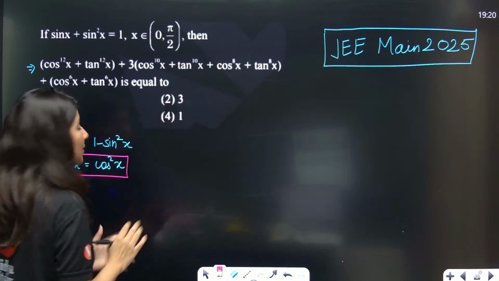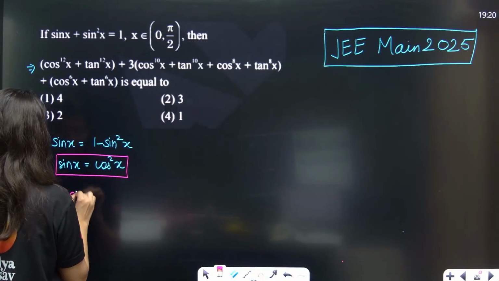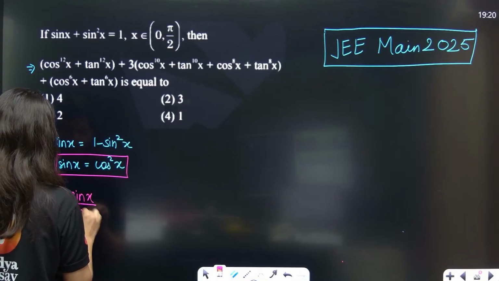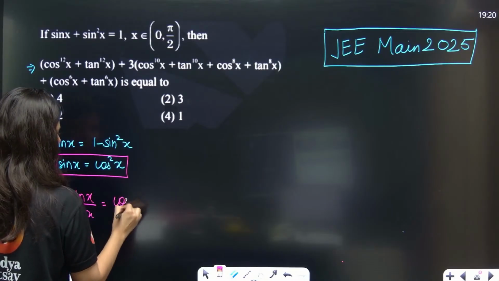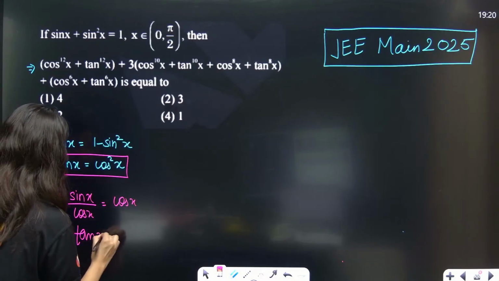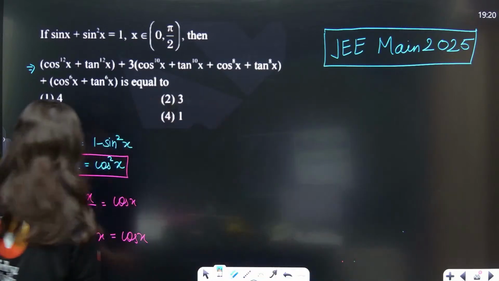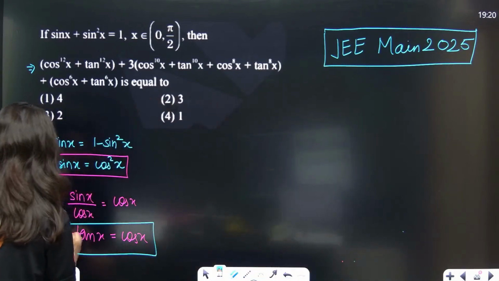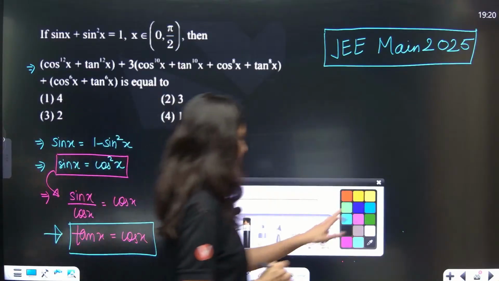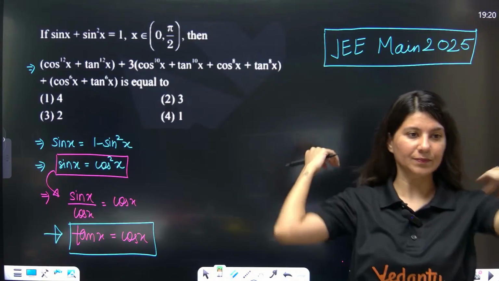So sin x is equal to cos square x. That is one thing. Now one more thing. Can I just write it as sin x upon cos x is equal to cos x? That is also one thing. So that means tan x is equal to cos x. Everybody, tan x and cos x are equal.